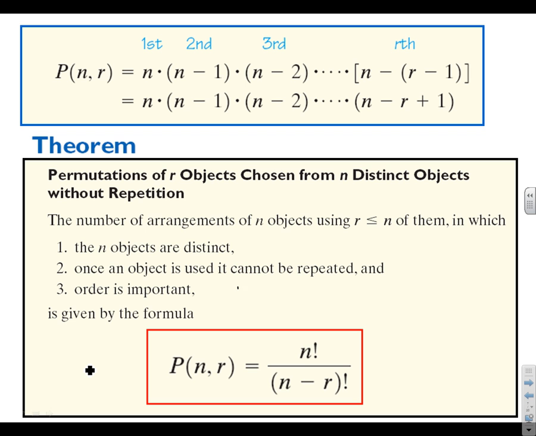If you haven't seen factorials before, all right, here's how it works. 4 factorial is 4 times 3 times 2 times 1. 8 factorial is 8 times 7 times 6 times 5 times 4 times 3 times 2 times 1. Right? So you keep multiplying the number all the way down until 1.